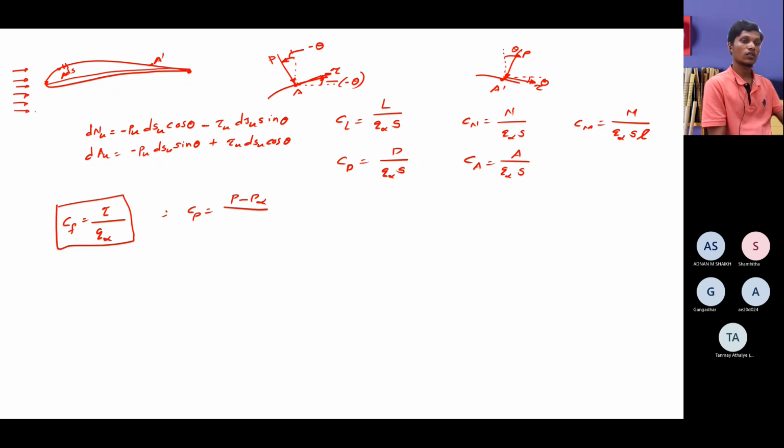If we have a free stream here, meaning the incoming flow of air or water, whatever it is, that incoming flow has a certain pressure. That pressure we call P infinity, the free stream pressure. After it touches the body, at every point on the body your pressure varies. That pressure we denote as P. So P minus P infinity divided by q infinity, the dynamic pressure. This concludes the important formulations so far with respect to the aerofoil.